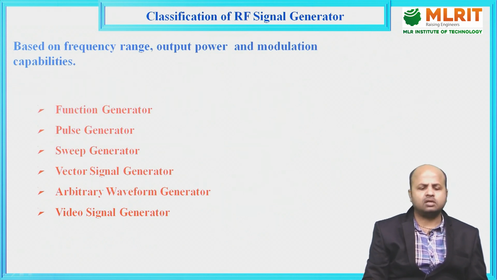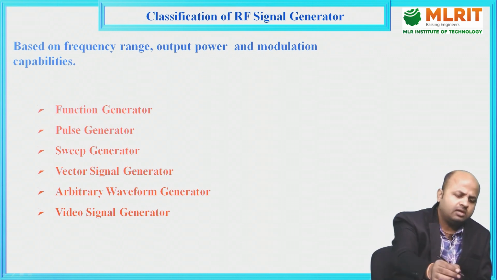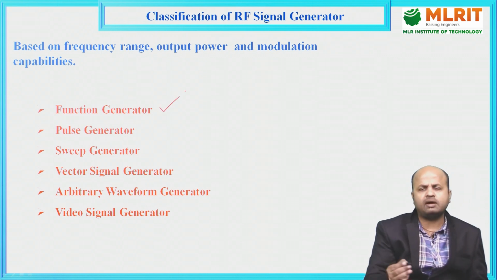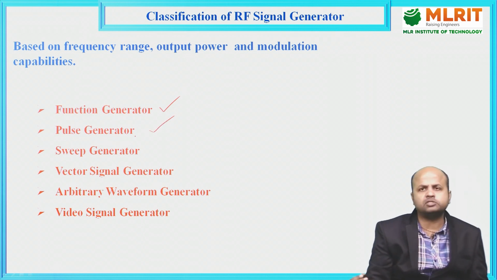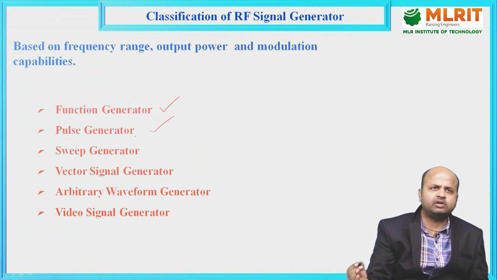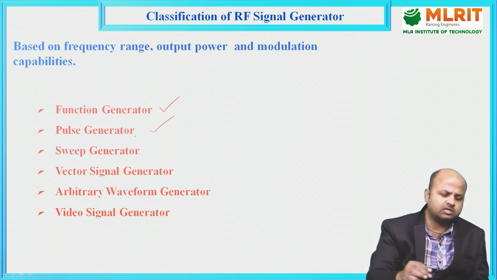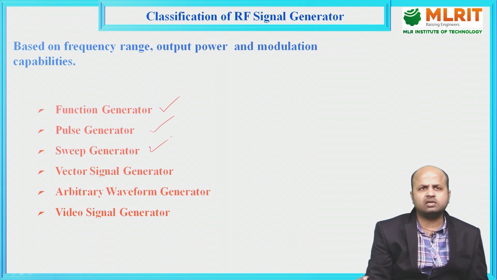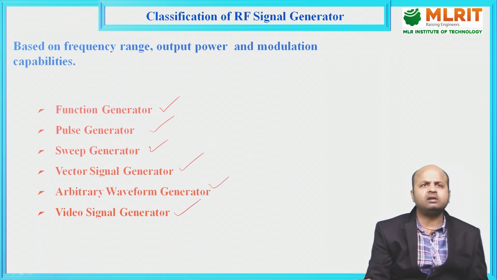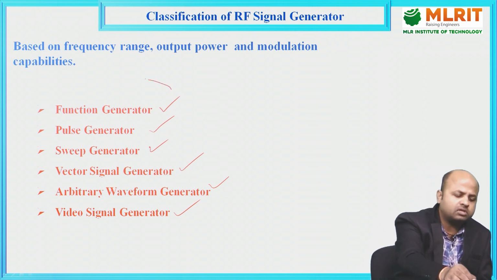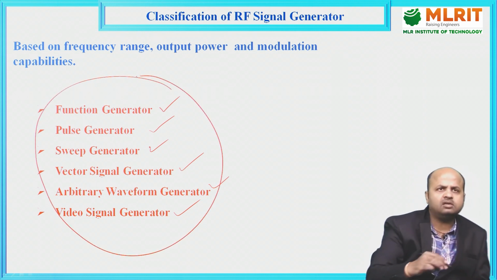Thereafter, we will see how many types of RF signal generators there are. First of all, function generator. Already we have discussed function generator. Pulse generator is nothing but a type of square wave having different duty cycles. So this is called a pulse generator. Sweep generator is nothing but a device which can produce a linear voltage with respect to time. Vector signal generator, arbitrary waveform generator, video signal generator. In the next slides, one by one, we will discuss the different types of RF signal generator.